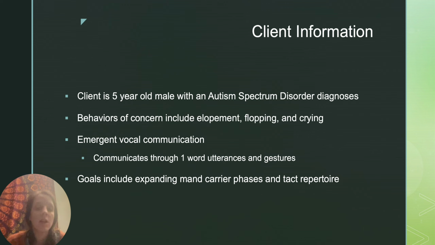His vocal communication is emergent. He will communicate through one-word utterances and gestures. Occasionally, he does have two-word utterances. This is something that we want to expand, so his goals include expanding those mand-carrier phrases as well as expanding his tact repertoire. This will open the door for communication as well.